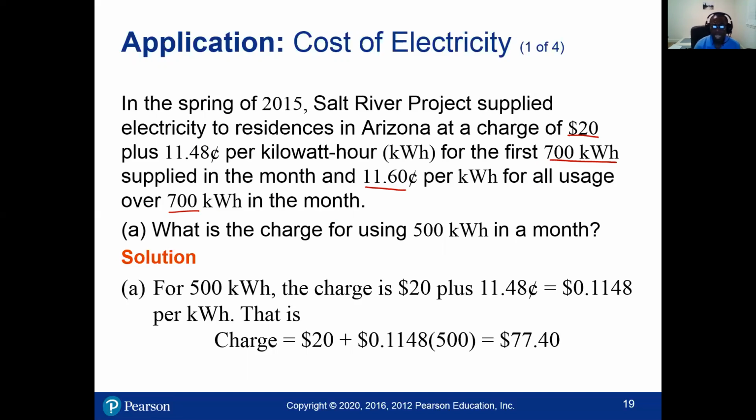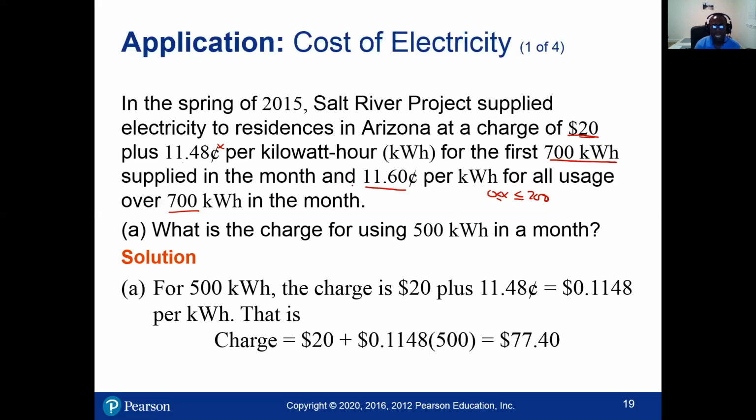So what it means is that for the first part, they charge you $20 plus this, multiplied by, let's say, x, where x is less than or equal to 700, and x is at least 0, it can't go negative. They charge you $20 plus 11.48 cents times every usage between 0 and 700, less than or equal to.